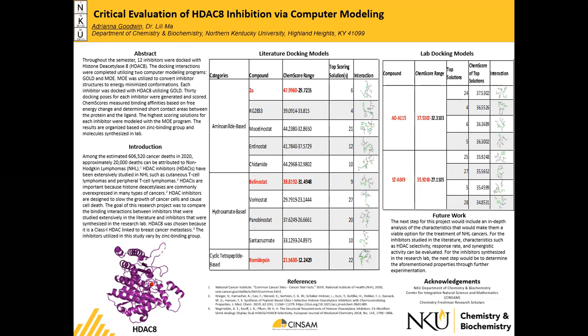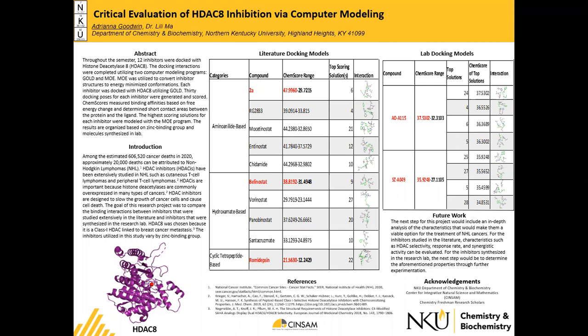So I chose to look at 10 inhibitors from the literature and 2 research molecules. And I completed the docking studies with modeling programs Gold and Mo. Gold was used for determining the interactions and scoring, and Mo was utilized for the final pictures. And as you can see in the center, I examined 3 different zinc binding groups: aminoamide-based, hydroxamate-based, and cyclic tetrapeptide-based, which is really just referring to the portion in the inhibitor that is binding the zinc ion of the HDAC8 protein.